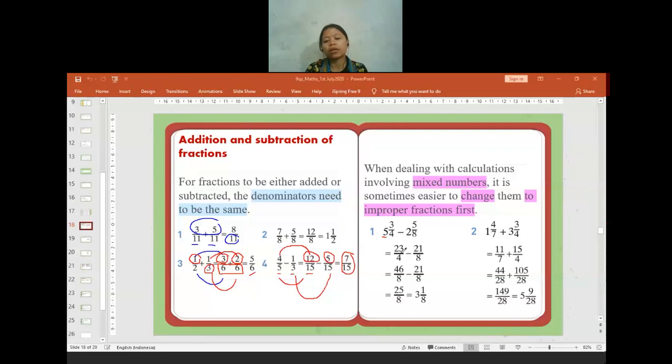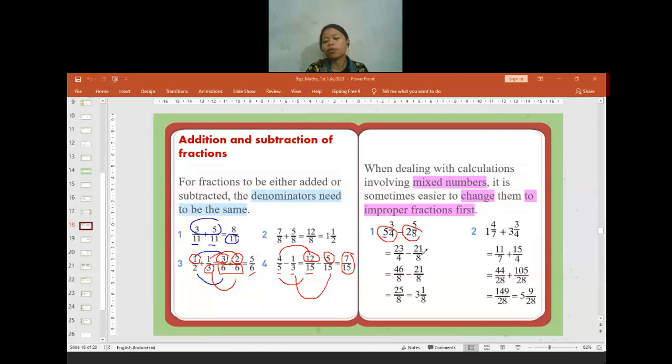To change into improper fraction, yesterday we already tried. So we tried 5 times 4, it will be equal to 20. And then 20 plus 3 will be equal to 23. This is by 4, that's why the improper fraction will be 23 by 4. For the 2, 5 per 8, same. So we multiply 2 and 8, 16. 16 plus 5 will be equal to 21.